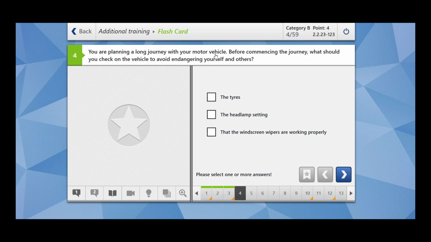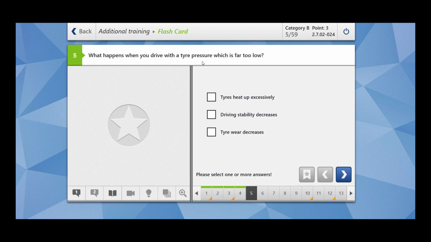You are planning a long journey with your motor vehicle. Before commencing the journey, what should you check on the vehicle to avoid endangering yourself and others? The tires? Yes. Headlamp setting? Yes. For example, for your dim lights, for your full lights. That the windscreen wipers are working properly. All the things you have to check because these make your vehicle roadworthy.